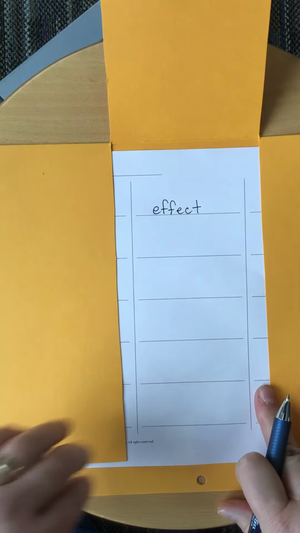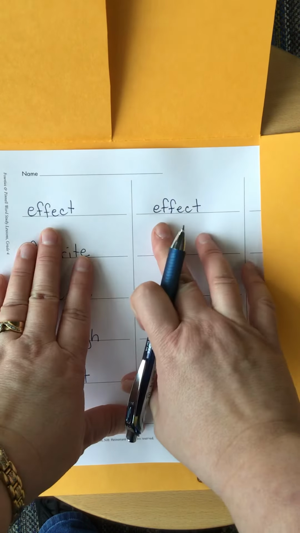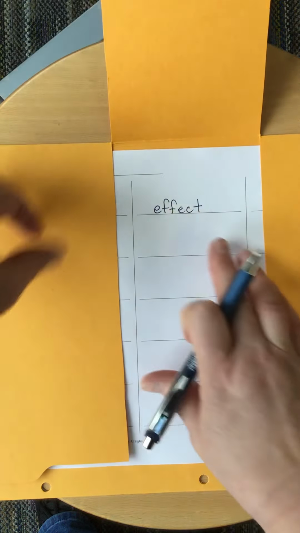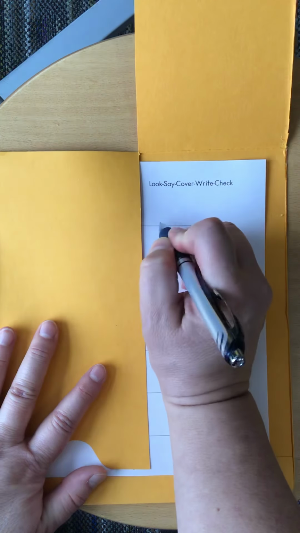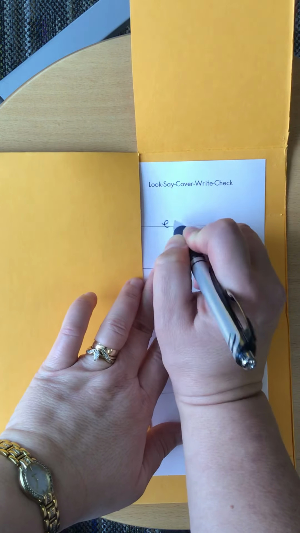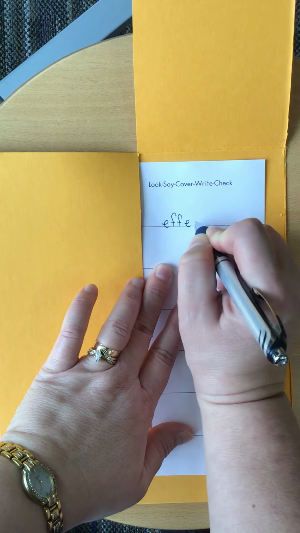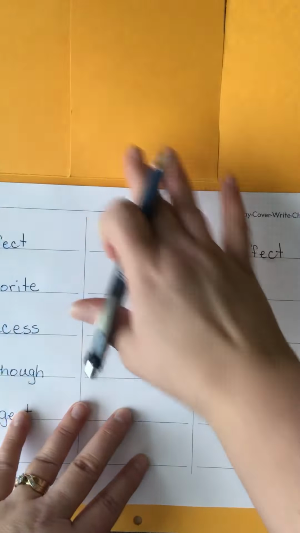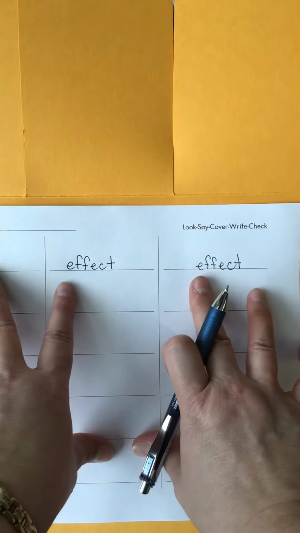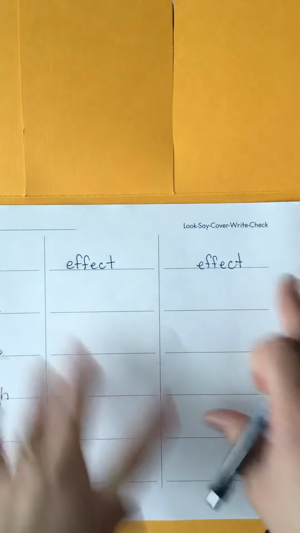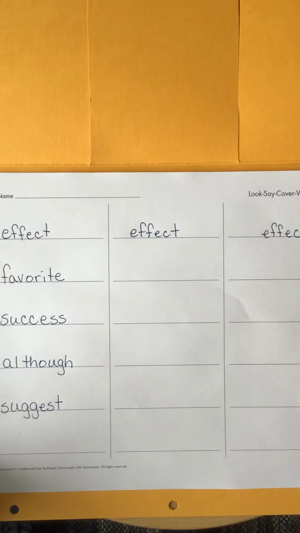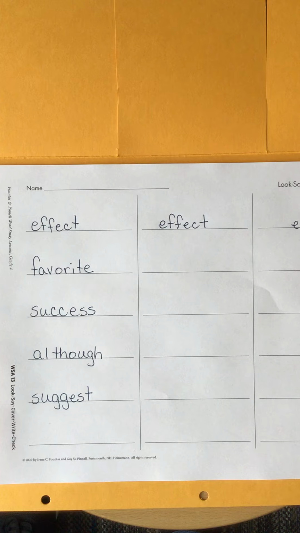Okay, that looks good to me. I'm going to recheck each letter, E, F, F, E, C, T. Looks good. Close them both up and try one more time. The word effect. And check again with my previous words, E-F-F, E-C-T, and I've got it. Okay, so that looks like one that I can feel pretty confident that I have learned, and will remember that.